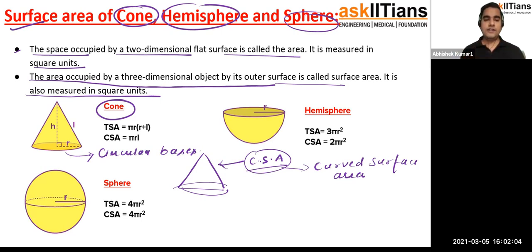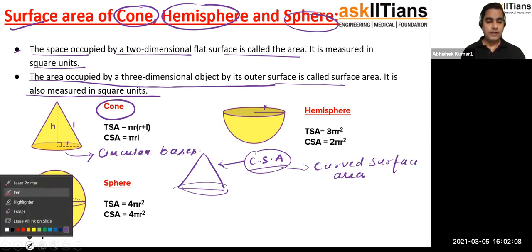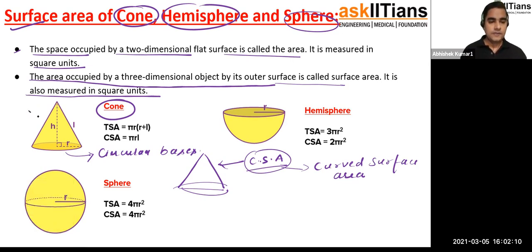What is the meaning of curved surface area? Curved surface area means we are talking about this part, guys. This is your CSA, the area which is bounded, or the area that is covered by the curved path of this cone which is provided to you, is called curved surface area.